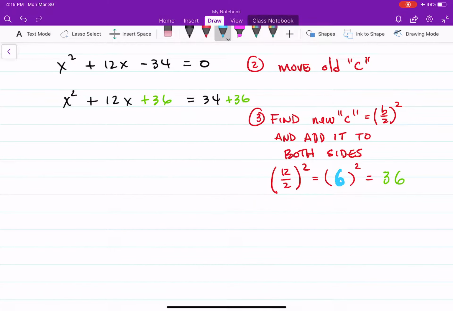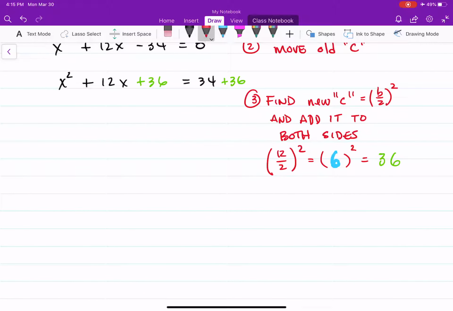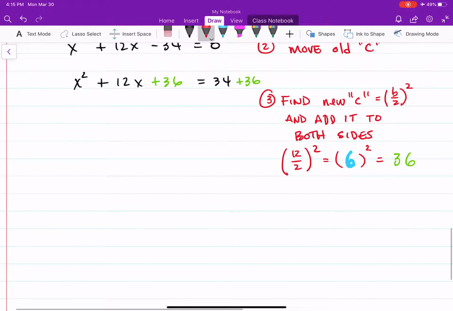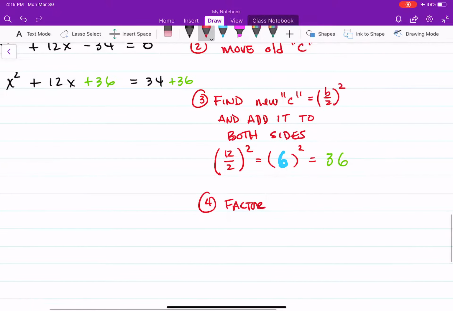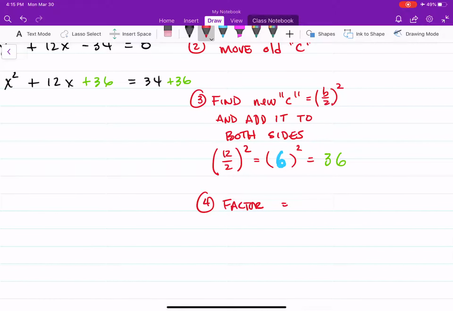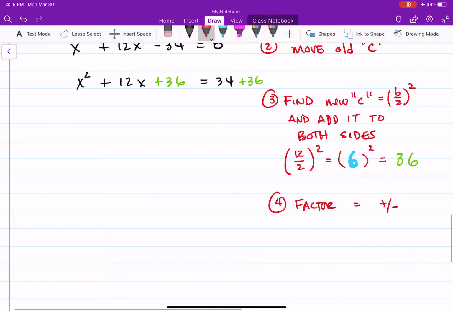Okay. So from there, step 4. Factor the left side of the equal sign and add or subtract the right side of the equal sign. So the left side is going to be x plus 6 squared is equal to 70.